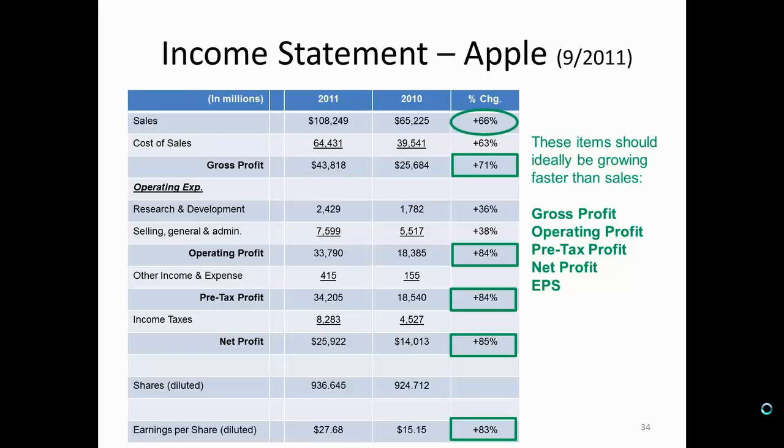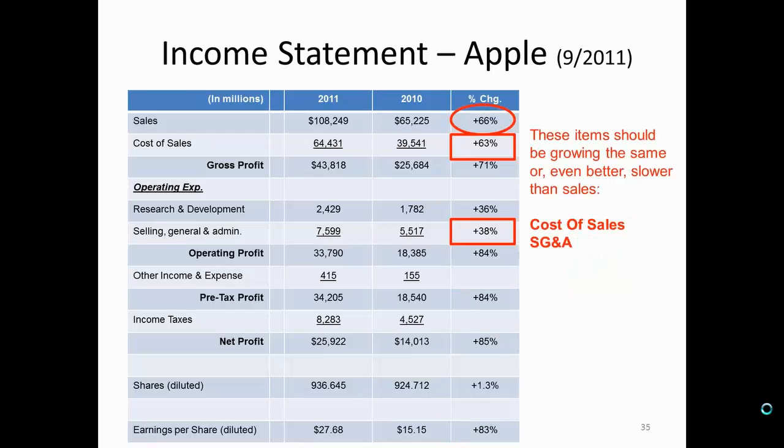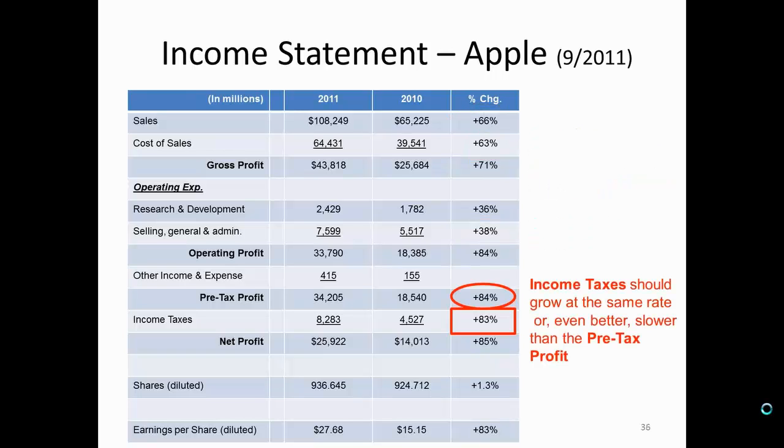was up by 83%. There are 2 numbers that we want to grow the same or even better slower than sales, and they are the cost of sales and the SG&A, and in the case of Apple, both did in fact grow slower than sales. Income taxes should grow at the same rate or even better, slower than the pre-tax profit. Again, you can see that in Apple's case, their taxes grew a little slower than their pre-tax profit. That meant their tax rate went down.